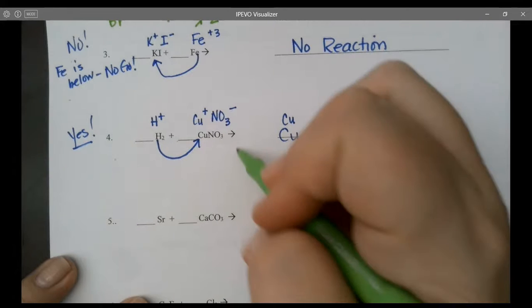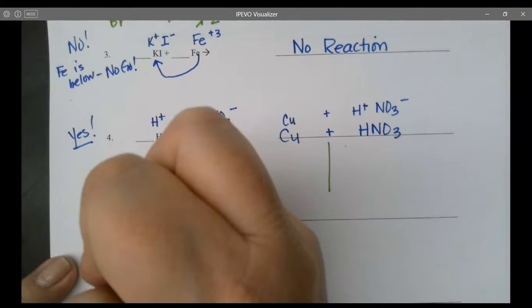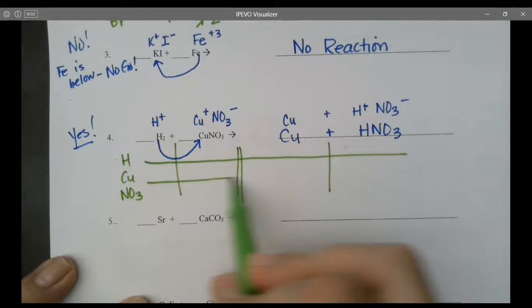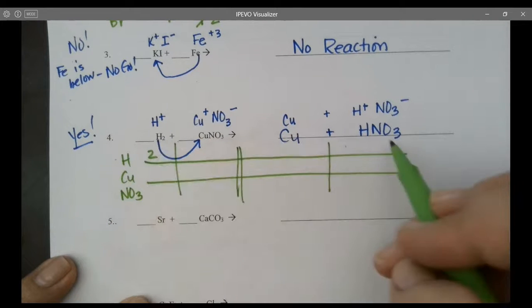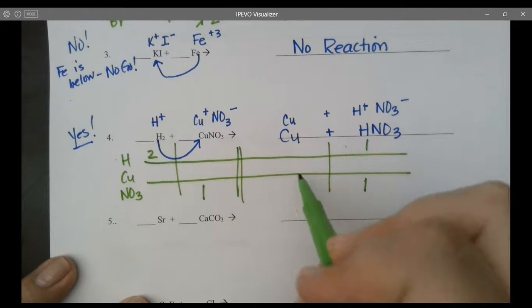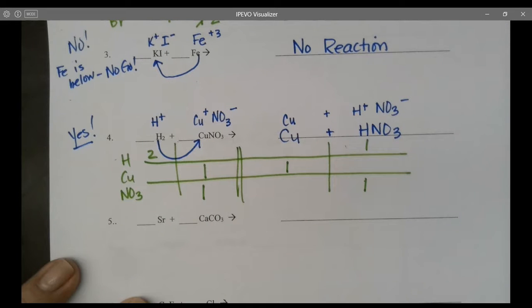So when we go to balance, we have hydrogen, we have copper, and we've got NO3. So I've got 2 hydrogen, I've got 1 hydrogen, I've got 1 NO3, I've got 1 NO3, I've got one copper, I've got one copper. Say, oh my goodness, what am I going to do?